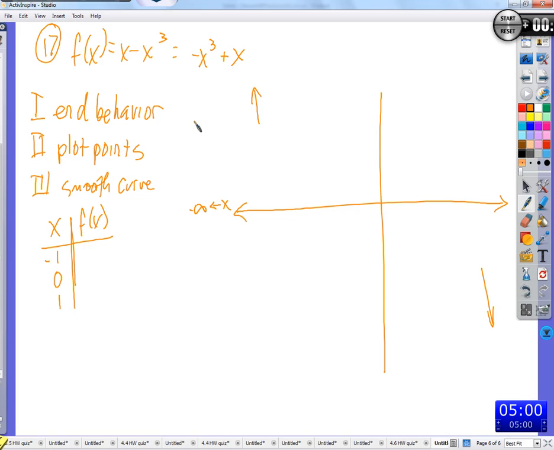Put a 0 in for x, then we get 0 for y. Put a negative 1 in for x. Negative 1 cubed is negative 1, and negative of that is 1. Minus 1, also 0. And then 1 cubed is 1, negative 1 now, plus 1 is 0, so we get 0s for all of those. Negative 1, 0, 0, 0, 1, 0.